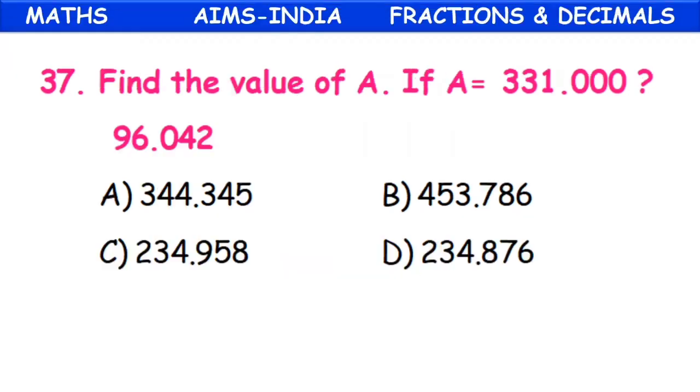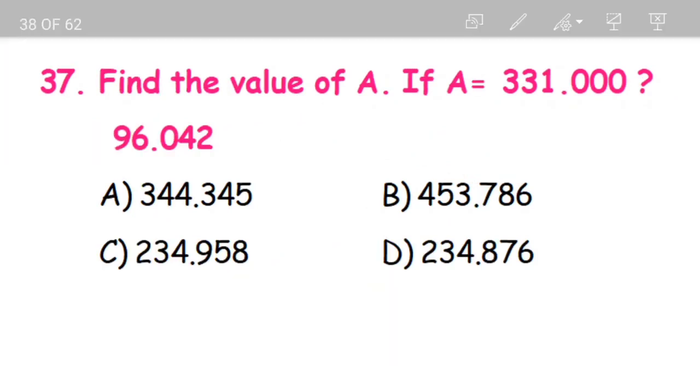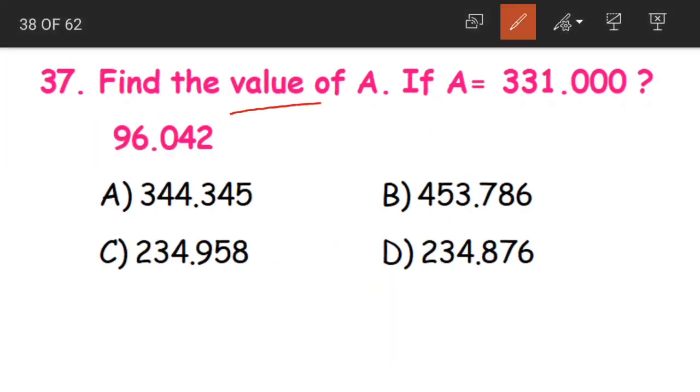Okay children. Question number 37. Find the value of A if A is equal to 331.000 minus 96.042. So what should we do to find out the value of A, children? We have to subtract these two numbers, 331.000 minus 96.042.